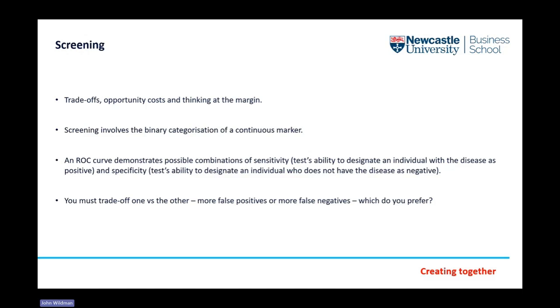And of course, what we want is screening tests, or any diagnostic test, to be able to discriminate between positives and negatives as best as possible. However, for a given test, you have to trade off sensitivity and specificity.